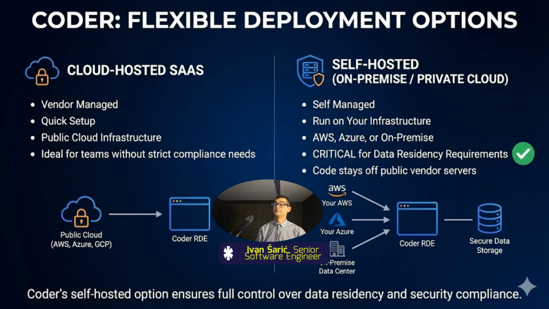Then we have Coder. Coder is interesting because it offers both a cloud-hosted software-as-a-service and a self-hosted option. The self-hosted version allows you to run RDEs on your own infrastructure, AWS, Azure, or on-premise. This is critical for organizations with strict data residency requirements, where code cannot sit on a public cloud vendor's server. Coder also offers a wider variety of IDEs through the browser, including JetBrains IntelliJ and Jupyter Notebooks, whereas Codespaces is more focused on VS Code.